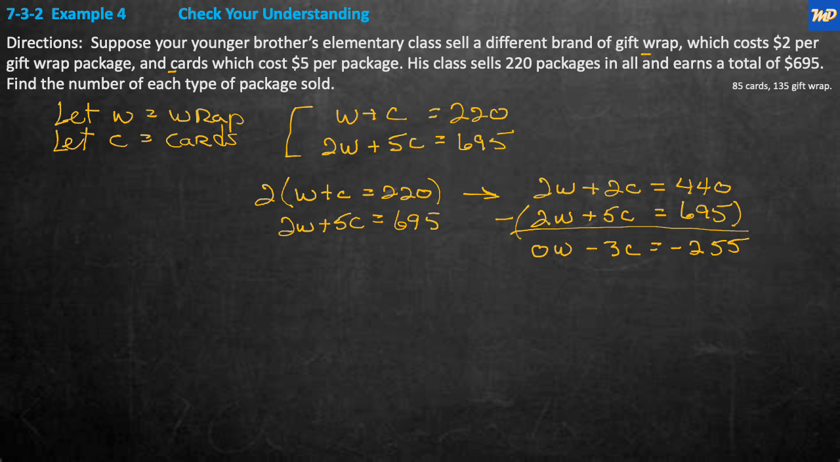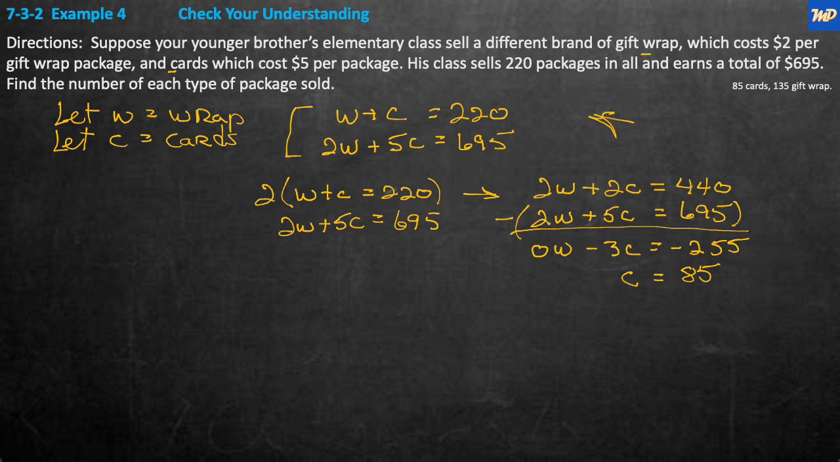Okay, so now our c, we can divide both sides by negative 3. We'll get c equal to 85. Now we have c, we can go back and substitute the c back into one of our equations up here to solve for the other variable. We might as well pick the one we originally used. We can choose either. It does not matter.